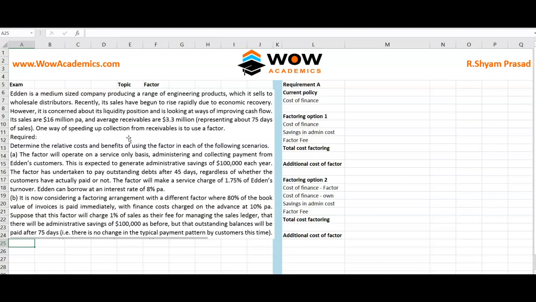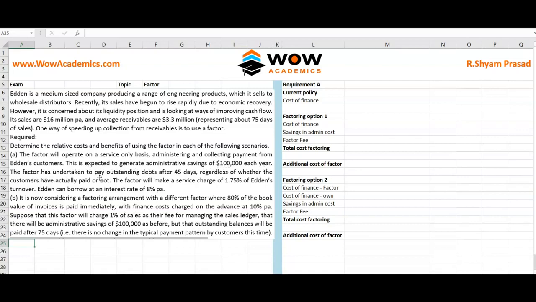One way of speeding up the collection process from receivables is to use a factor. So determine the relative cost and benefit of using the factor in each of the following scenarios. The first case, so we'll read this case and we'll do the sum. The factor will operate on a service only basis, administering and collecting payment from Eden's customers. This is expected to generate administrative savings of 1 lakh per year.